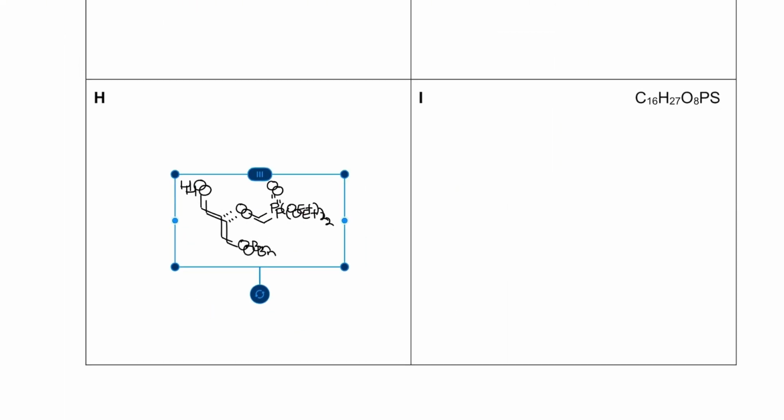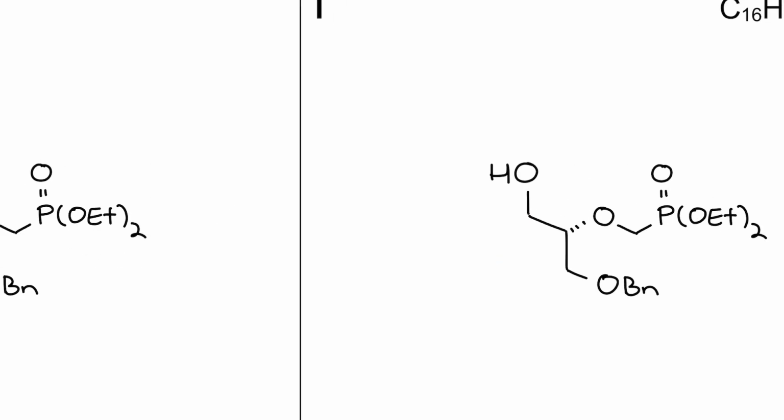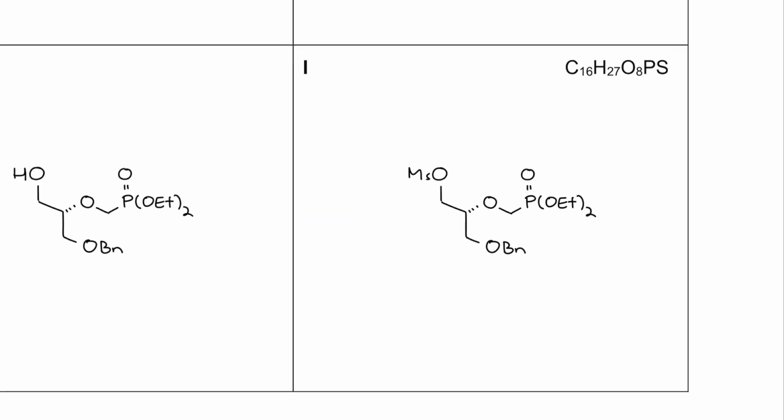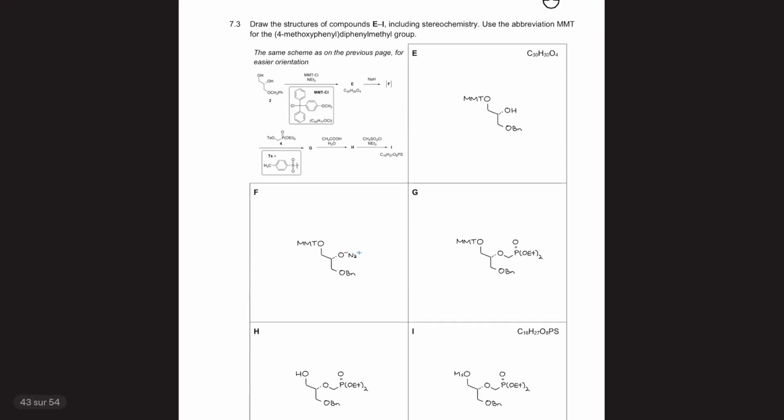So let's put a mesyl group on the OH. That's mesyl chloride. They also gave us the molecular formula on the answer sheet.